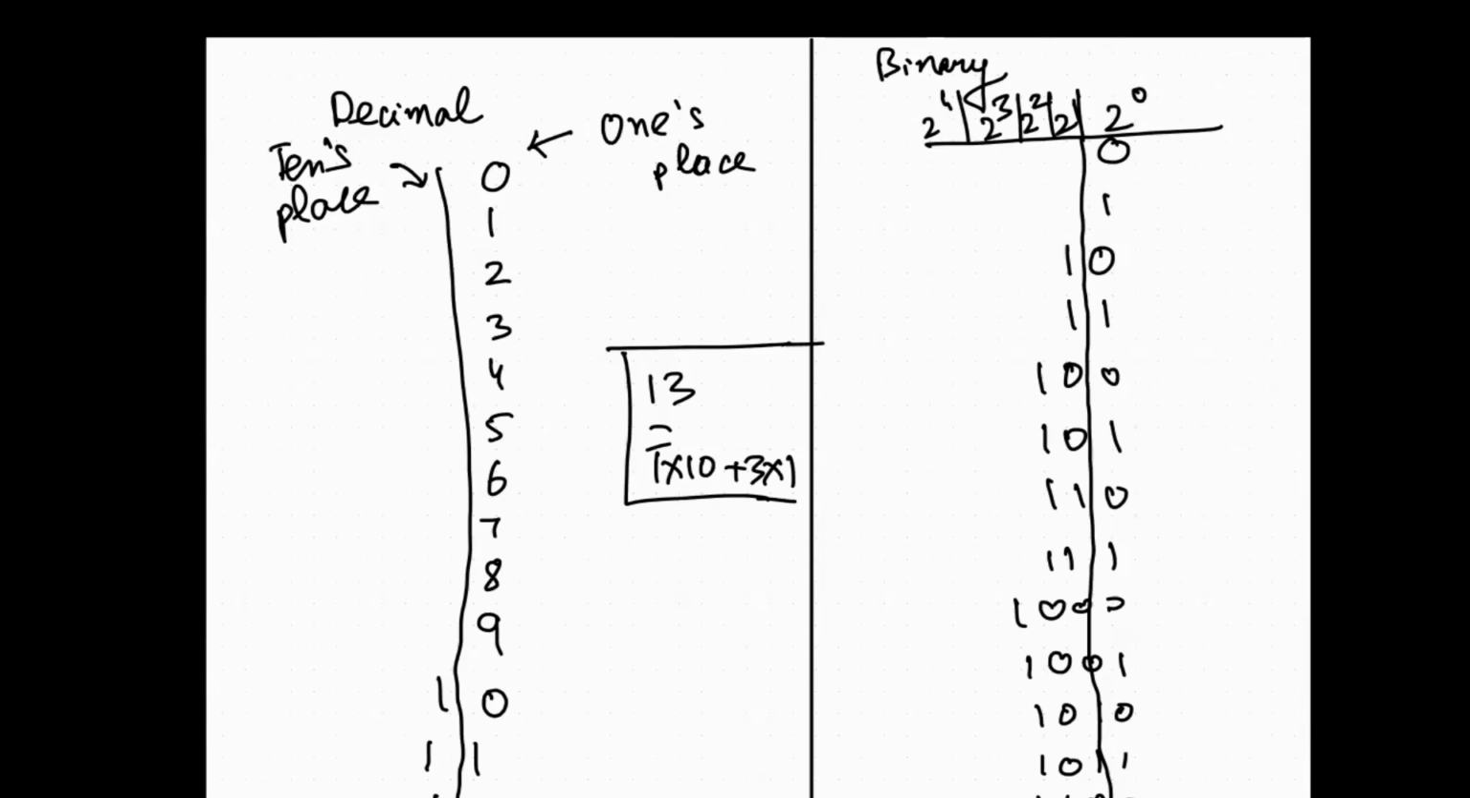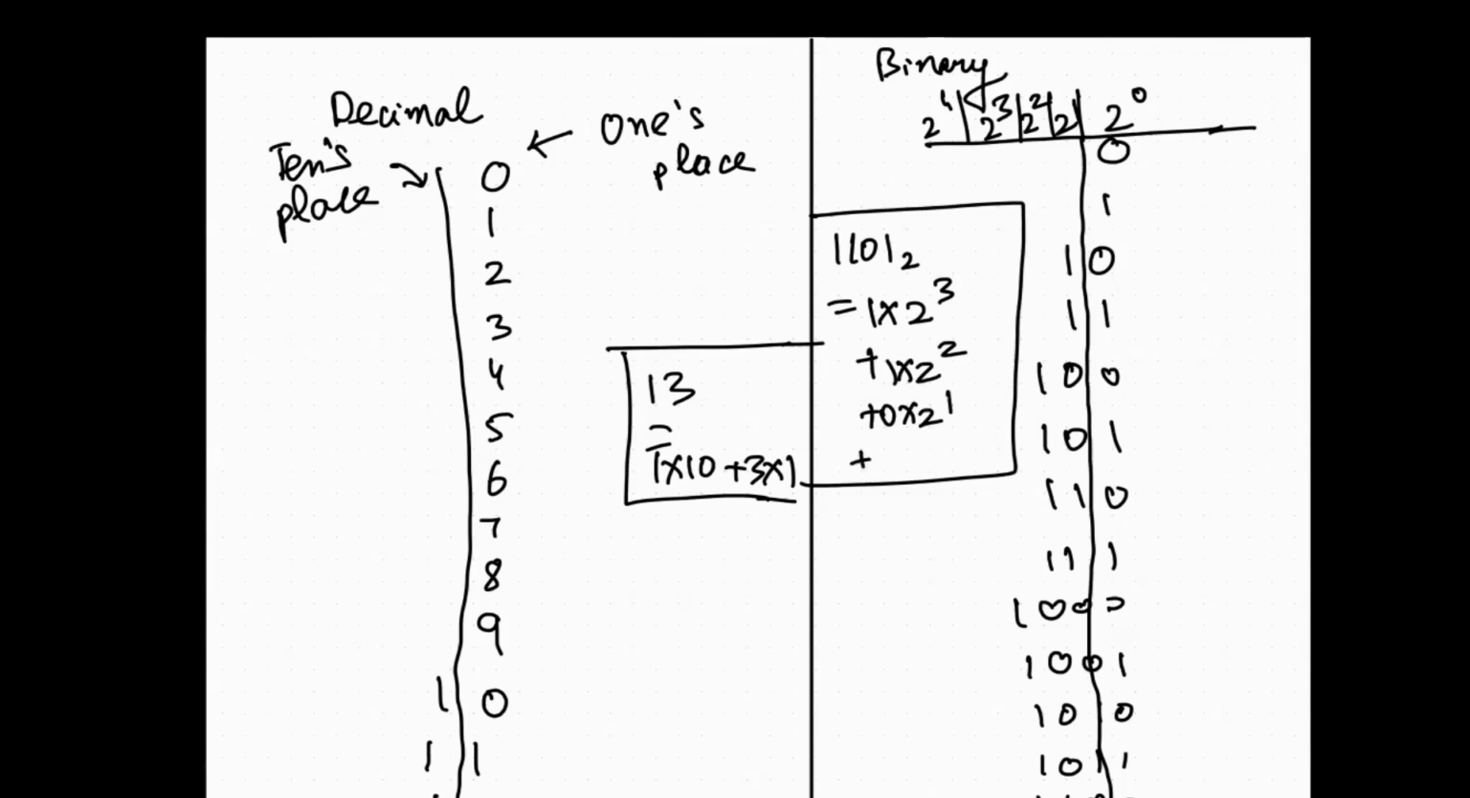Now, if I have to represent the number 13, right? So 1 1 0 1 in base 2. If you have to write the equivalent in base 10, this is 1 into 2 to the power 3 plus 1 into 2 to the power 2, plus 0 into 2 to the power 1, plus 1 into 2 to the power 0, right? So 2 to the power 3 is 8, plus 2 to the power 2 is 4, plus 0 into 2 to the power 1 is 0, plus 1. So 8 plus 4 plus 0 plus 1 gives you 13, right?